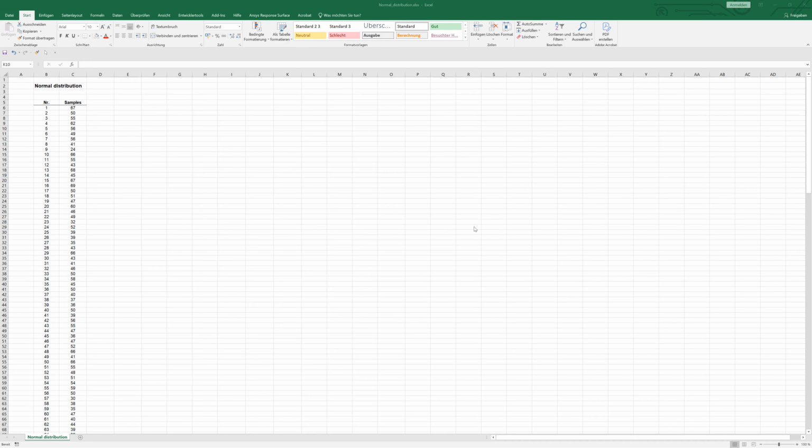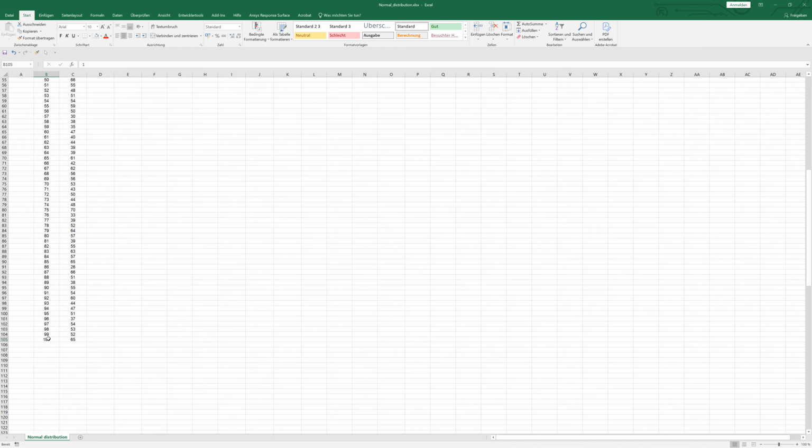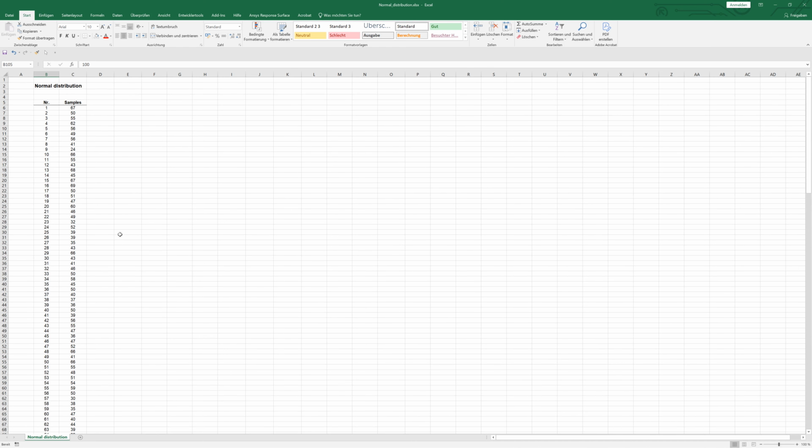For analysis, I use Excel. I have my 100 samples here. The first column is numbers from 1 to 100 and then example sample values. This can be tolerance measurement or failure time of parts.